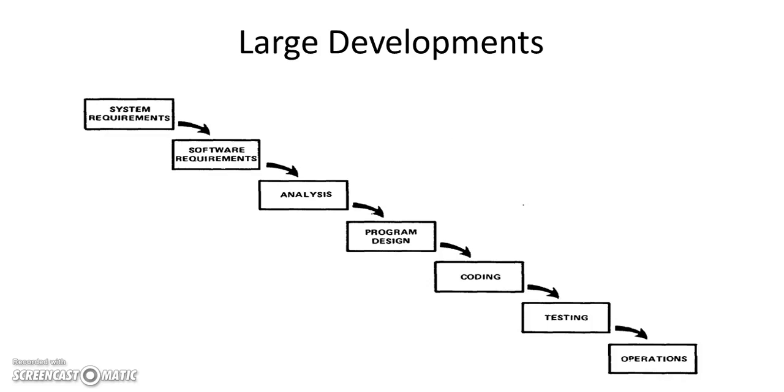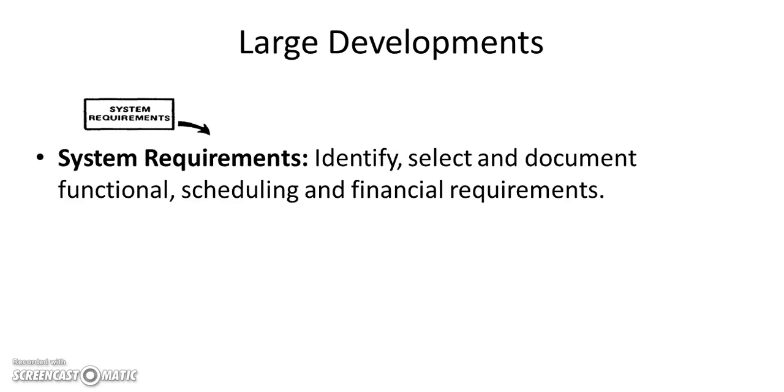But for larger developments, a more systematic approach is being used, and it works by suggesting what the system requirements are, what we need it to do, and then what the software requirements are, what the software should be, an analysis of the needs of the project, a design of the project, coding of the project, testing, and then making it operational and maintaining it.